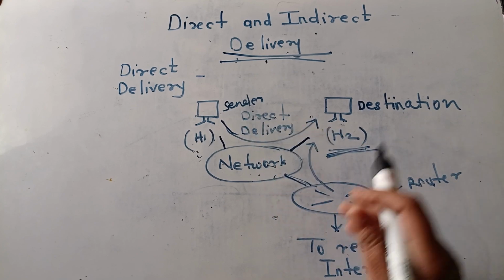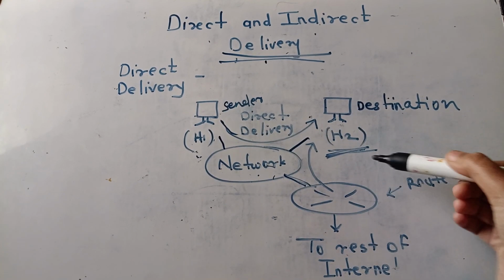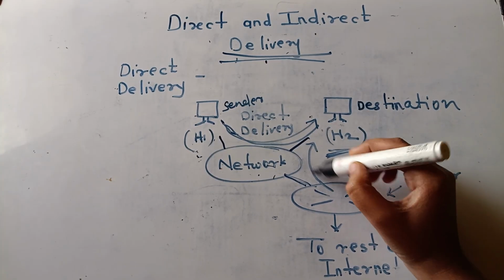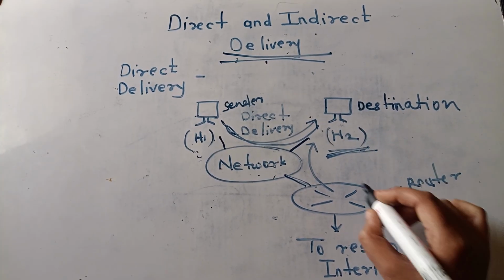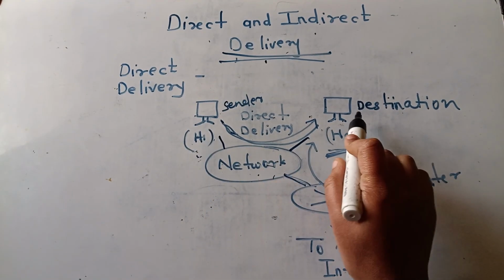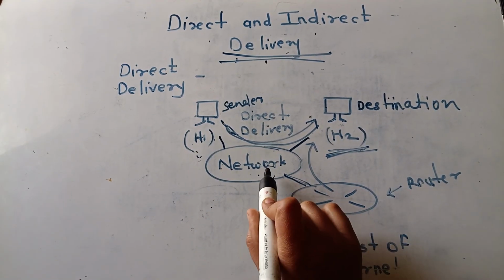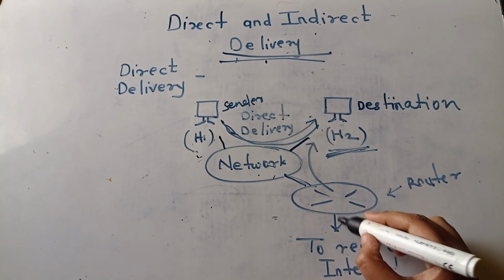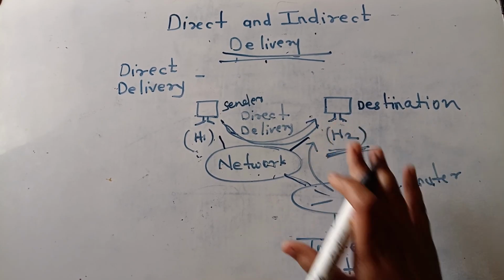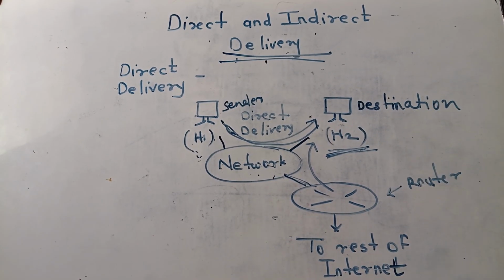I explained that there are two ways of transferring our data to the destination. The first is host to host, and the second is from our router to the destination. This is the last router: one host is connected to the network, the second host is connected to the network, then this network is connected to the router, and the router to the rest of the internet. This is the whole scenario of direct delivery. So the sender can easily determine if delivery is direct.